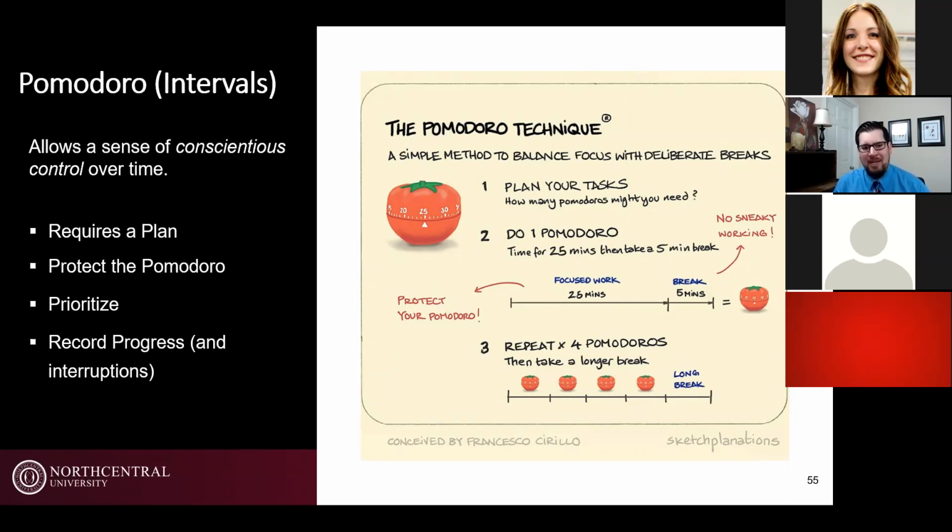It resembles mindfulness because we need to protect the Pomodoro while we're using this 25-minute interval of focused work time. Make note of and reschedule any interruptions. Protect that time and then use the 5 minutes to reflect and use later times in the day to work on those interruptions and following up on those. Record your progress and interruptions for easy continuity and evaluation.